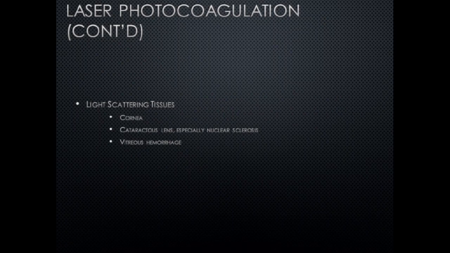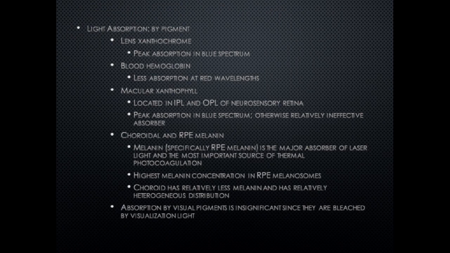What tissues in the eye scatter light? The cornea, a cataract lens, especially nuclear sclerosis, which is more testable than a cortical cataract, and then a vitreous hemorrhage. Those tissues are going to cause problems if you have pathology in any of those sites before you get to the retina. So light is absorbed by pigment, as we talked about.